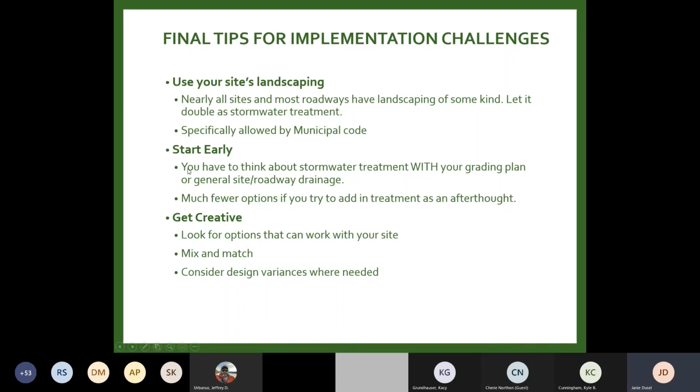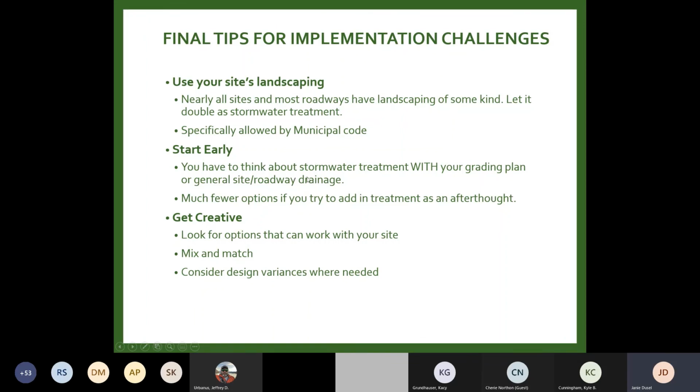Another thing, and you've probably heard me say this before, you have to start early. You can't come in at a 65% or 95% design and say, oh, I need to add stormwater treatment. It has to be done with your grading plan. So when you're setting line and grade, when you're deciding where water is going to flow and how it's going to break, that's at the same time that you need to be deciding how you're going to incorporate green infrastructure, because it's very difficult to use your landscaping for stormwater treatment if you haven't designed your site to drain somehow, either via a pipe or via overland flow to the landscaping, right? So keep that in mind. If you try to do it as an afterthought, it's going to be a whole lot harder. It needs to be done early.